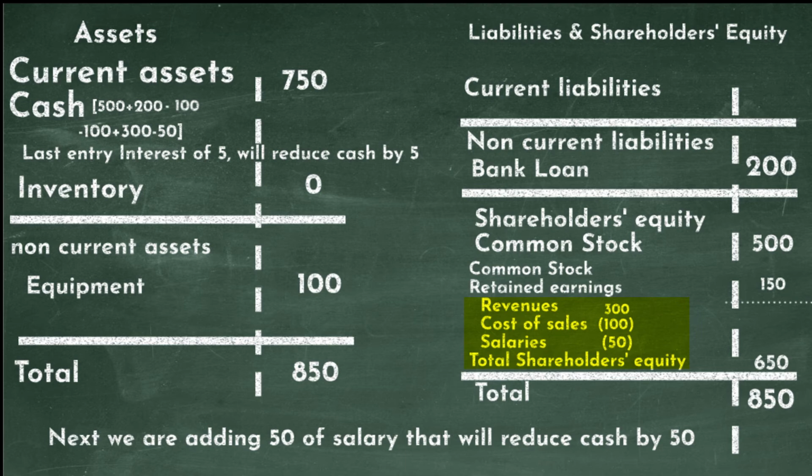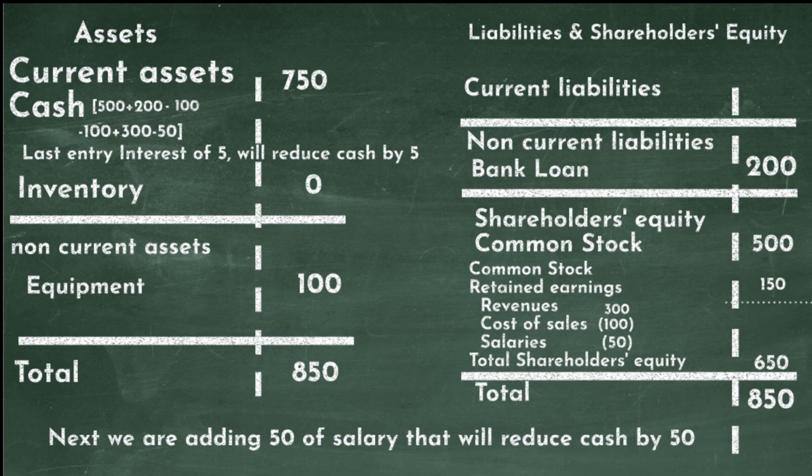So 300 revenue minus 100 cost of sales minus 50. That's what it took us to make that revenue. We had to pay the 100 for the inventory and we had to pay 50 for the salaries, giving us retained earnings of 150. If we take that 650 of total shareholder equity plus the 200 gives us 850. And if we look at the left side, that reflects that.